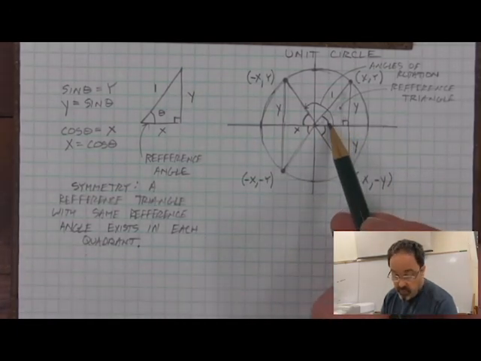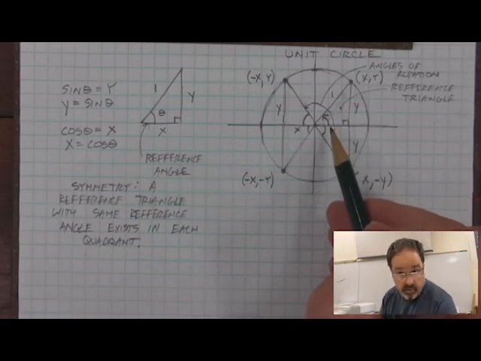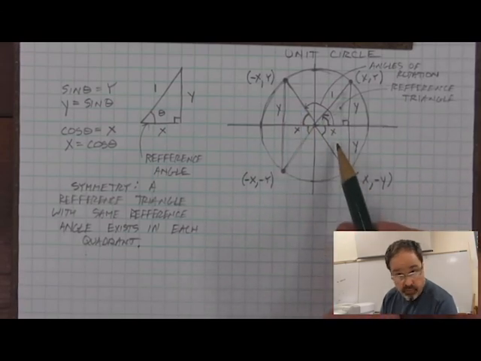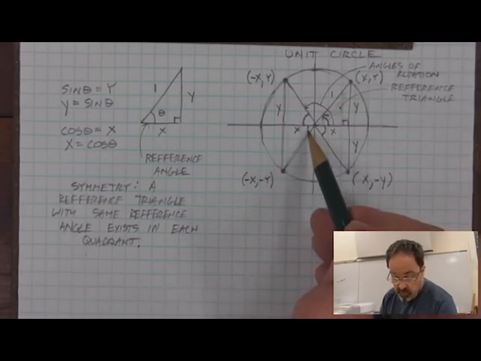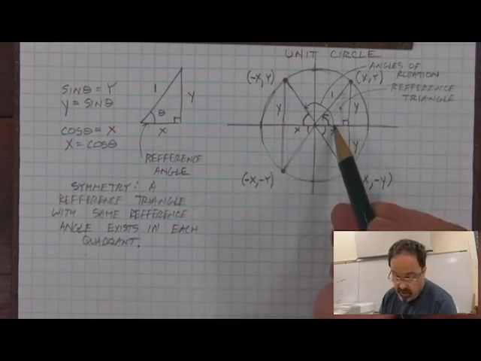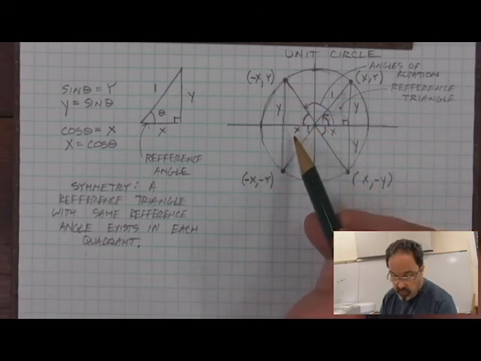In the first quadrant, the angle of rotation is the same as the reference angle. In the second, third, and fourth quadrants, the reference angle is always acute and in the reference triangle, and the angle of rotation is the larger one that comes around to the radius.